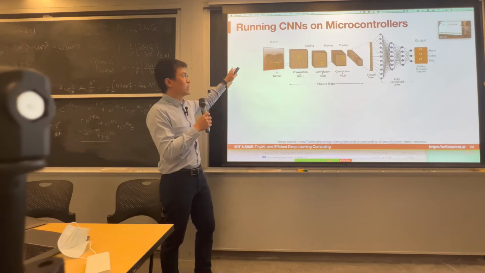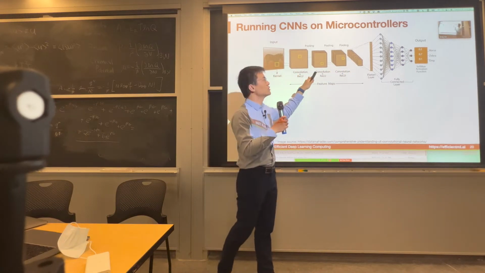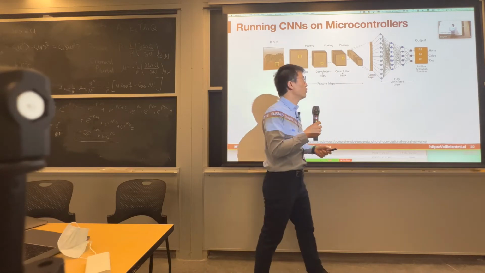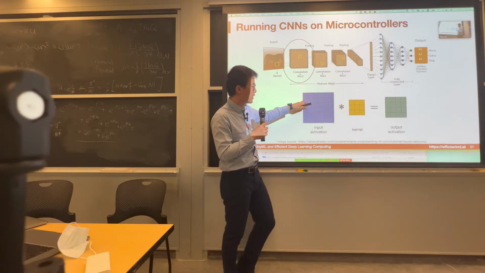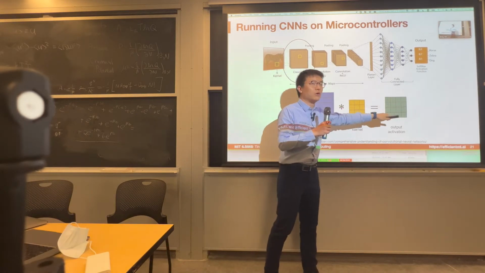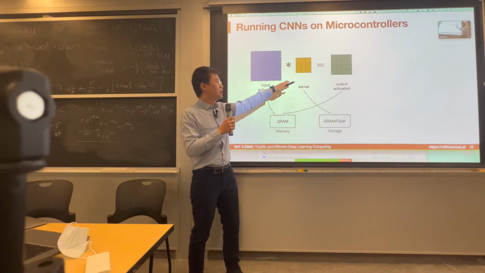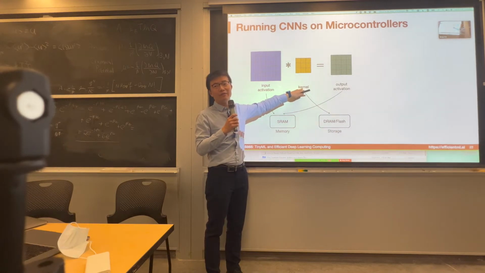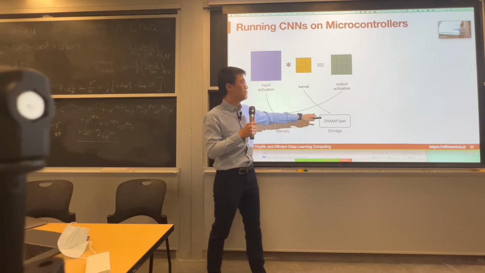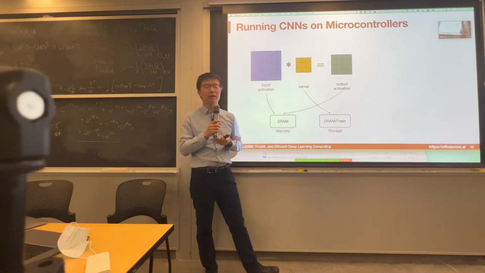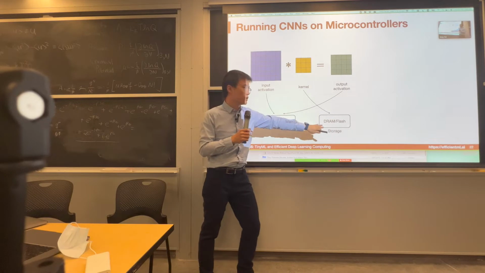So let's have a recap of the CNN architectures. There are several convolution layers followed by very few or no fully connected layers. After each convolution, we have an input activation involved with the kernel, then we have an output activation. For the kernel, the weights are static. They are the same across the life cycle of inference. So we can put them in this read-only memory, such as flash.